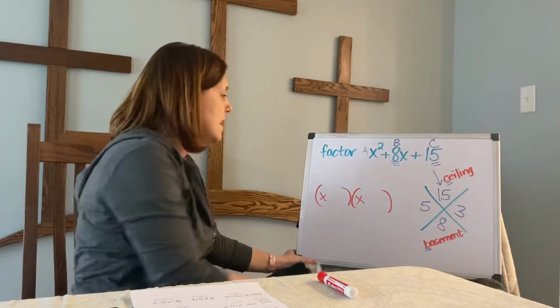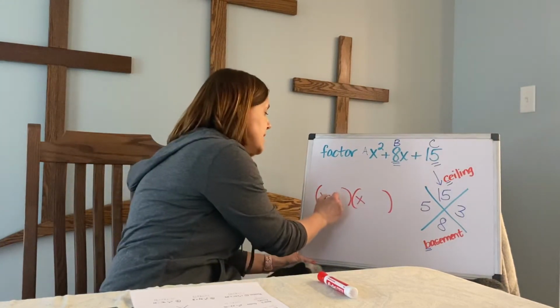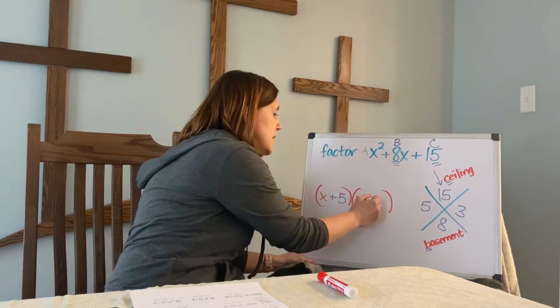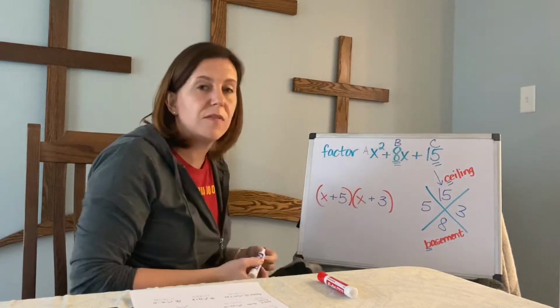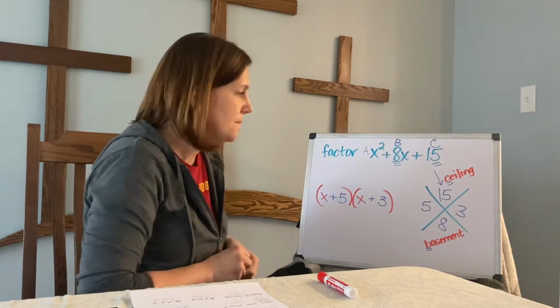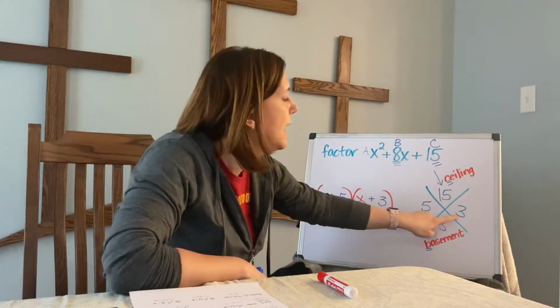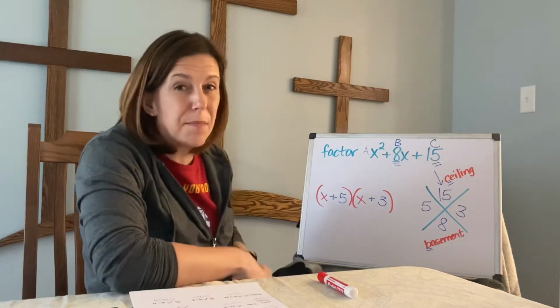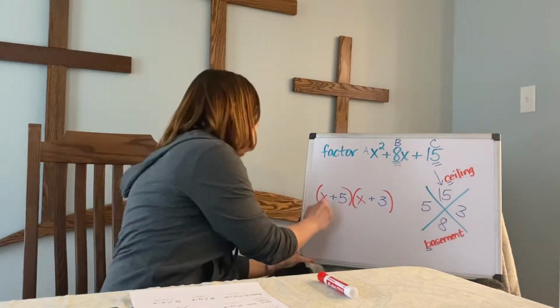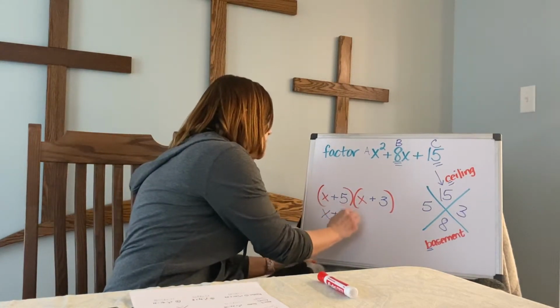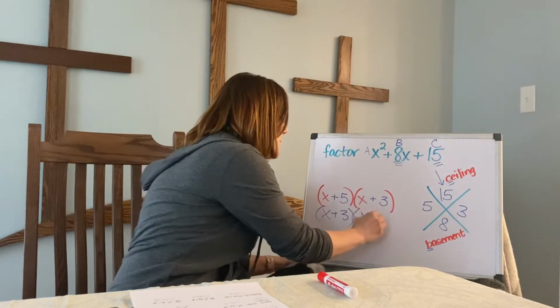That tells me that the second part of my binomial over here, the first one's 5 and the second one is 3. You might be asking, well, wait a minute, I did 3 and 5. Does that matter? Well, look at it. What if we wrote x plus 3 times x plus 5?